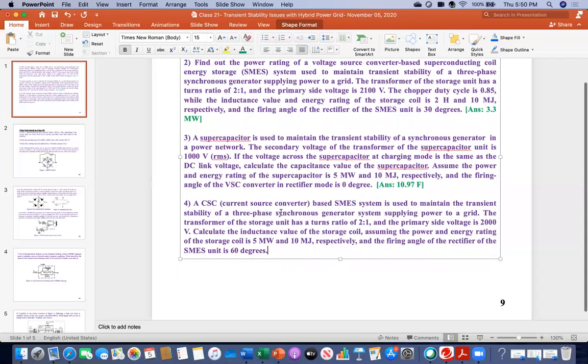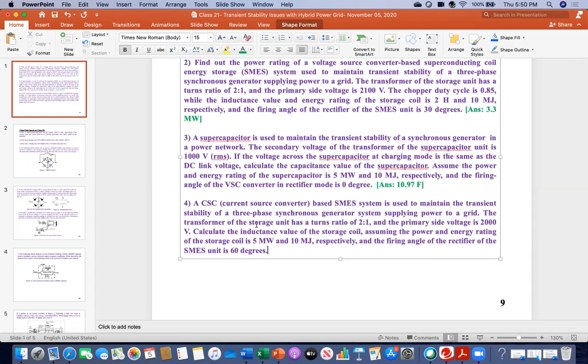A CSC, this is called current source converter, CSC. This is not VSC, but CSC. A current source converter based SMES system is used to maintain the transient stability of a 3-phase synchronous generator system supplying power to a grid. The transformer of the storage unit has a turn ratio of 2:1, and the primary side voltage is 2000 volt. Then calculate the inductance value of the storage coil, assuming the power and energy rating of the storage coil is 5 megawatt and 10 megajoule respectively, and the firing angle of the rectifier of the SMES unit is 60 degrees.